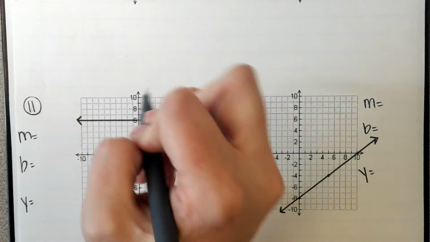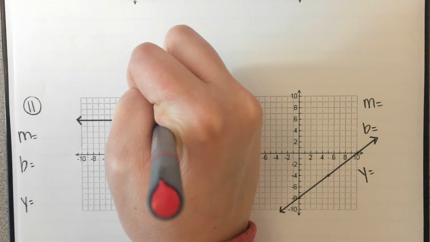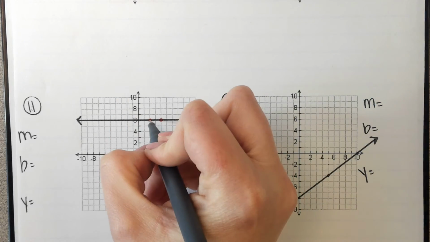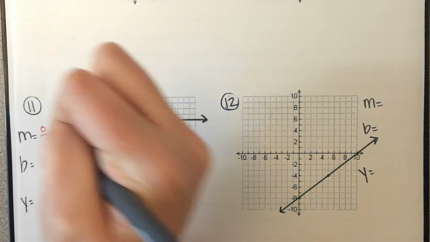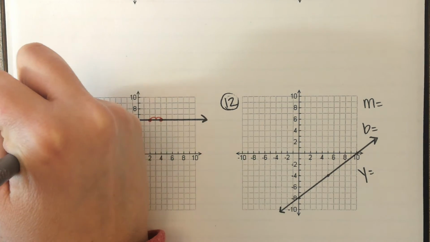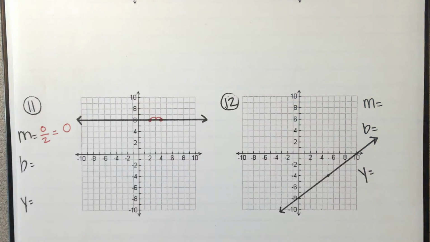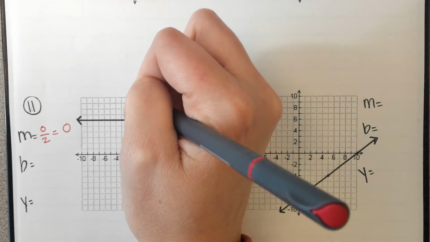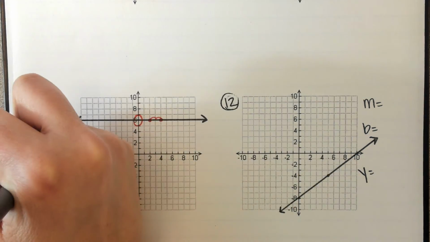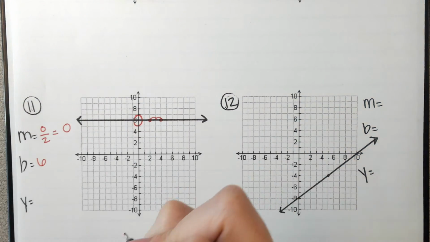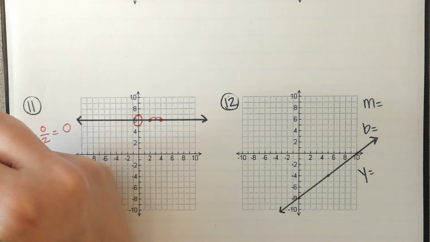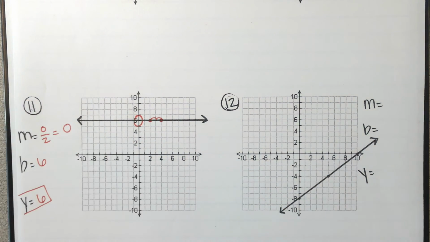Number 11, pick 2 points. I'll say this. What's my rise? 0. What's my run? 2. So my slope is 0. My y-intercept is 6. So my equation would be 0x plus 6, and we know that will simplify to just y equals 6.